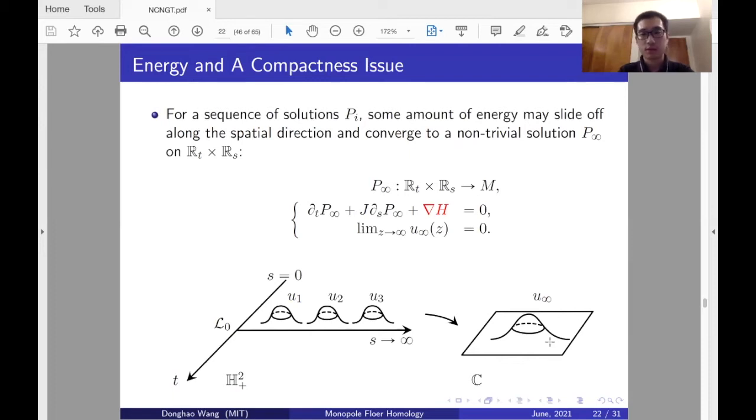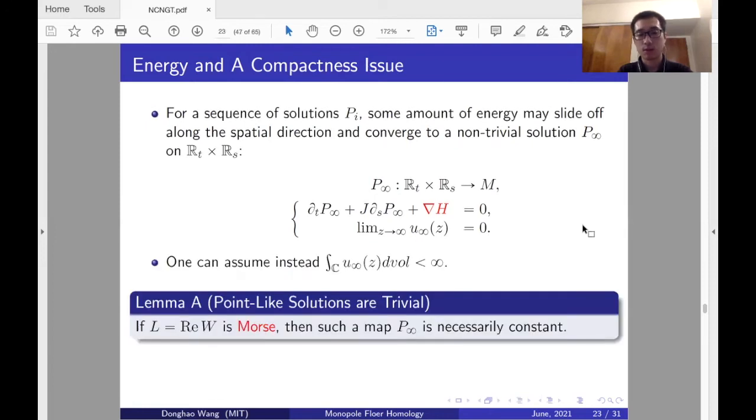If such a divergence phenomenon can happen, then we have a serious trouble because they will ruin the classical compactification of the moduli space, and the Floer differential defined in the usual way may not have square equal to 0. So at this point, we really want to rule out non-trivial point-like solutions. In this case, we are pretty lucky because this can be achieved using our Morse condition. Our lemma A here says if our superpotential is Morse, then any such solution, P infinity, is necessarily constant. So this divergence phenomenon will not really happen.